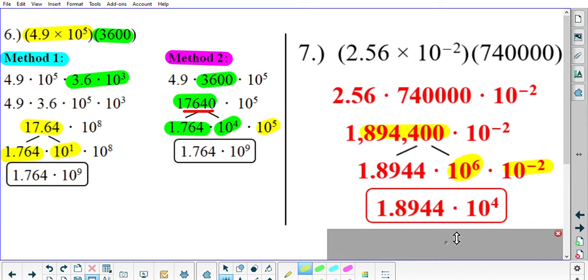You could have done this problem using method 1, as I called it back in number 6, where you made the 740,000 become 7.4 times 10 to the 5th power. And then you could take it from there. You should eventually get the same answer that I get. It might take an extra step, but it should end up being the exact same thing at the end.